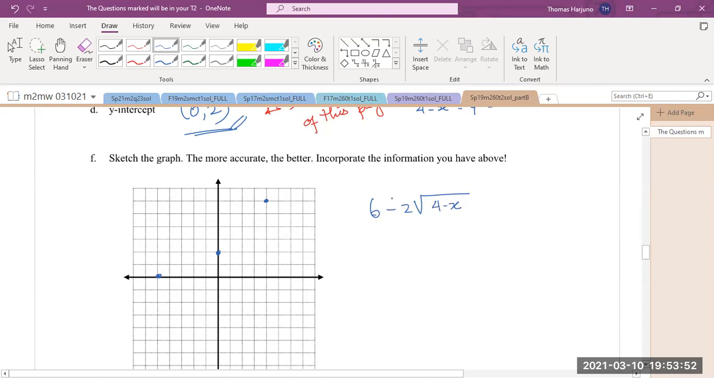Because of that negative 2, I flip upside down, and then instead of 1 unit down, I go 2 units down to go up 1. 2 units down becomes 4 units down to go to the left 4, and then 6 units down to go to the left 9. Okay, that's actually all the coordinates that I can get.